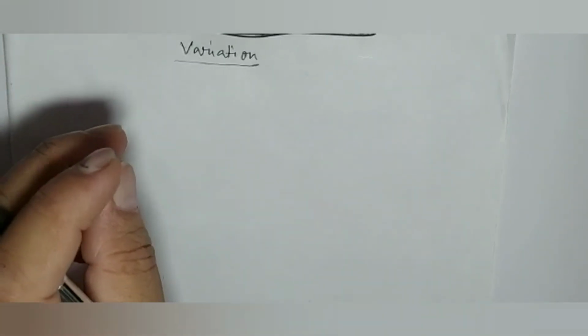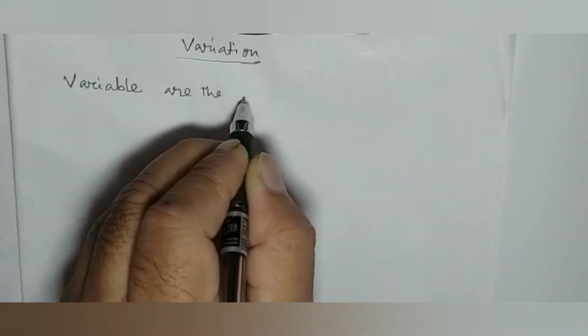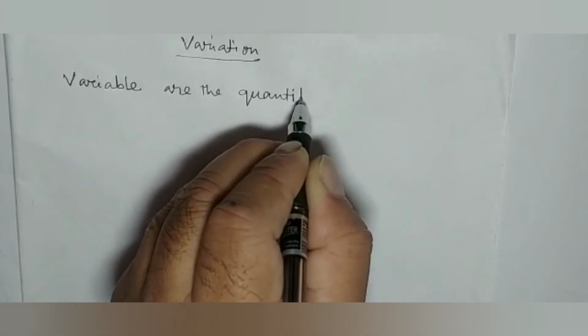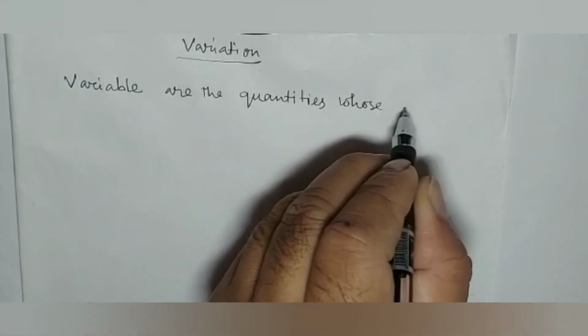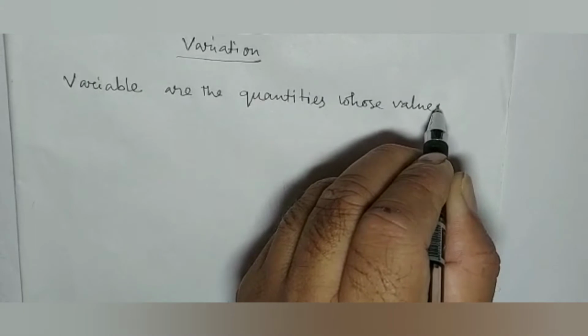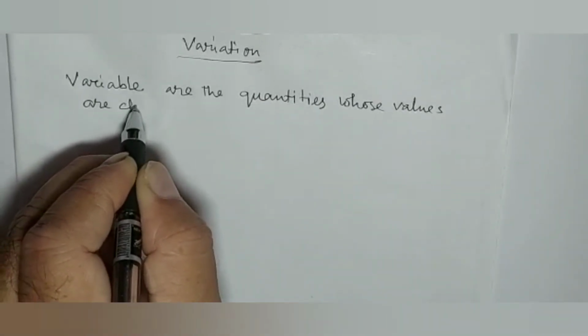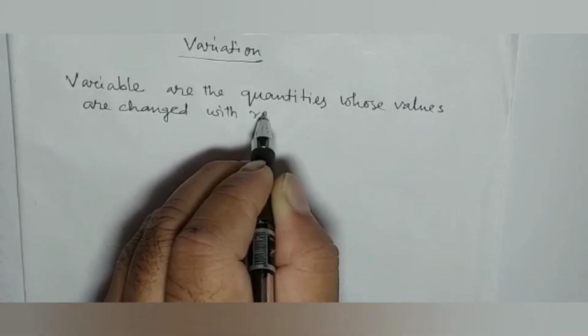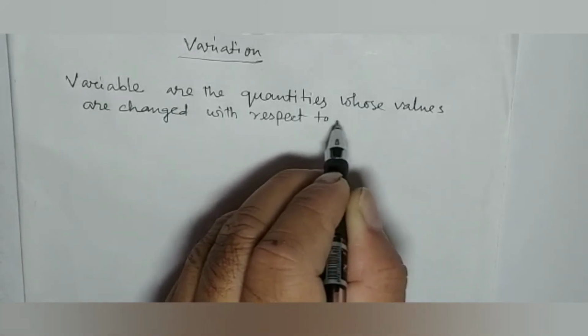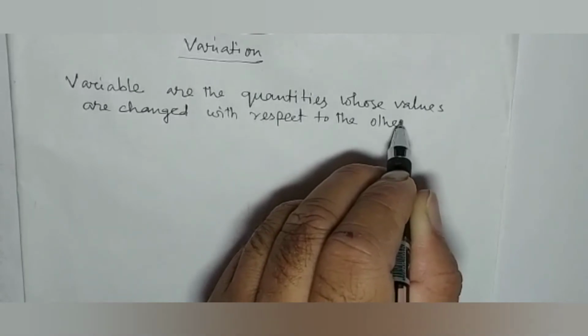In case of variation, there are two terms. One is variable and another is constant. What is variable? Variables are the quantities whose values are changed with respect to the other.